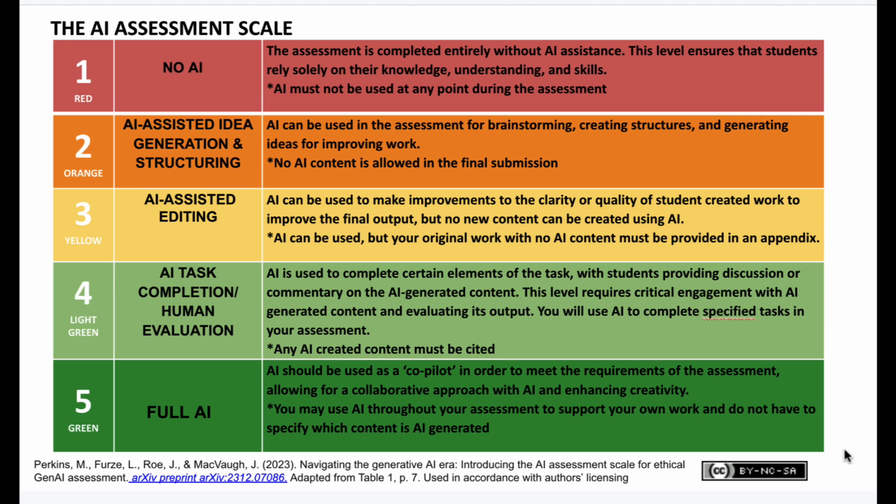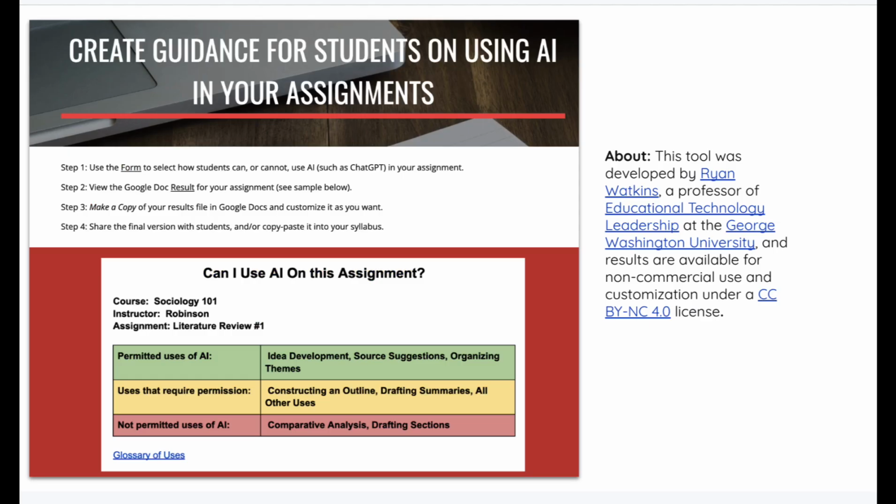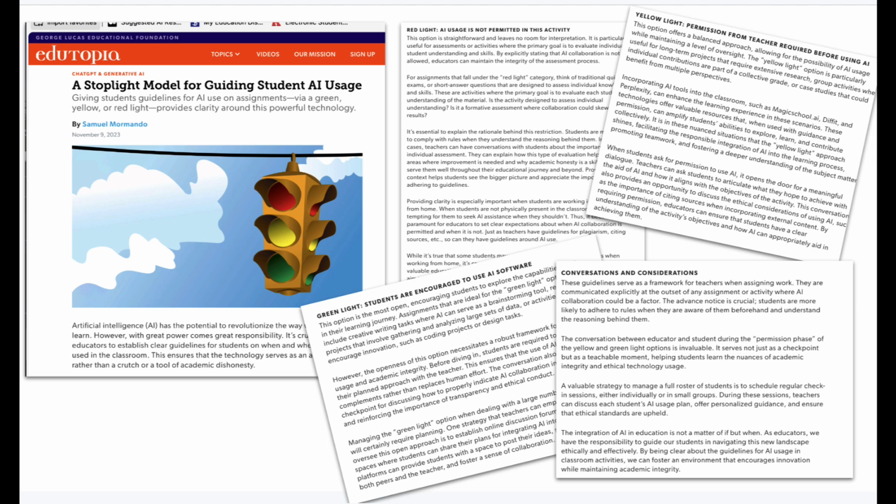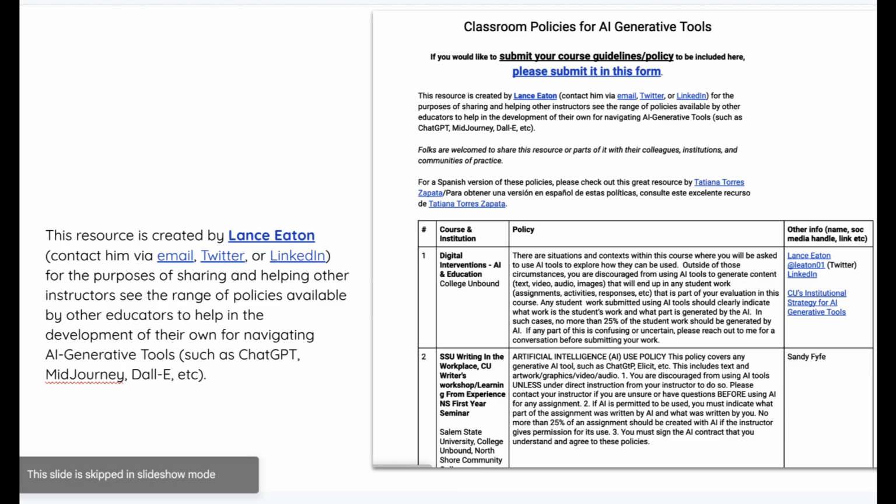And you can use this if you're an educator and maybe think about what's green and what's red for each assignment or somewhere in the middle. This one is by Ryan Watkins. He created a Google form, and you do your input and it will create a traffic light document for you to use with classes. Edutopia also talked about the stoplight model. So there's an awful lot of material here.